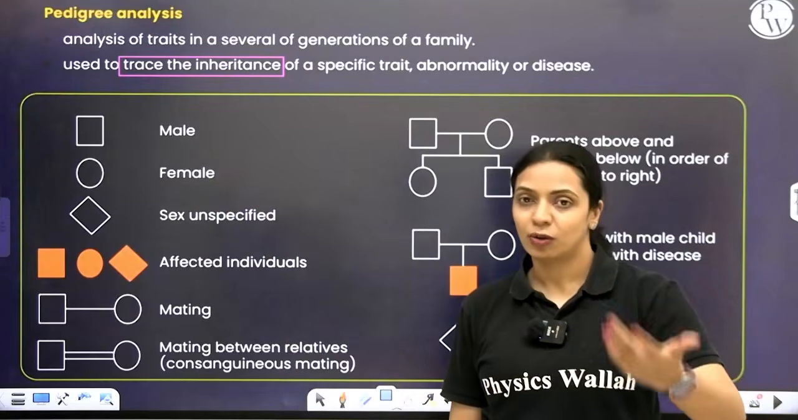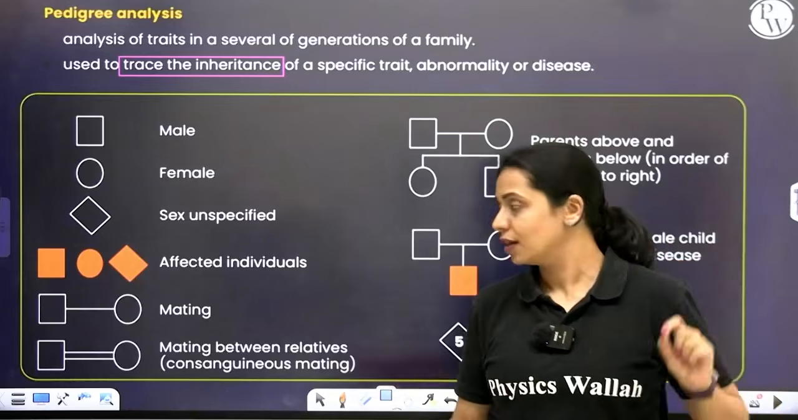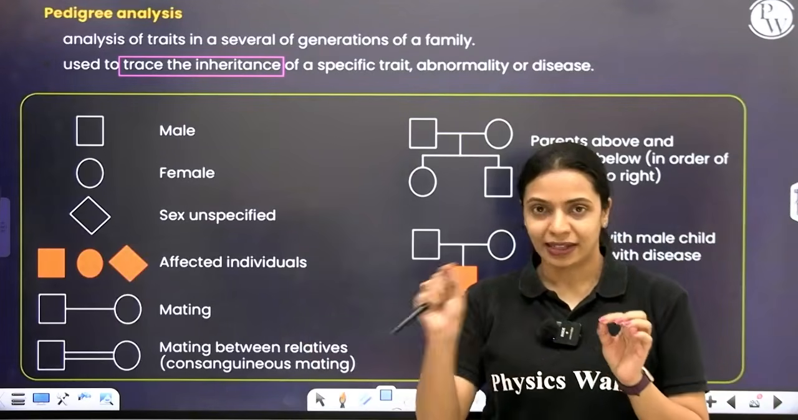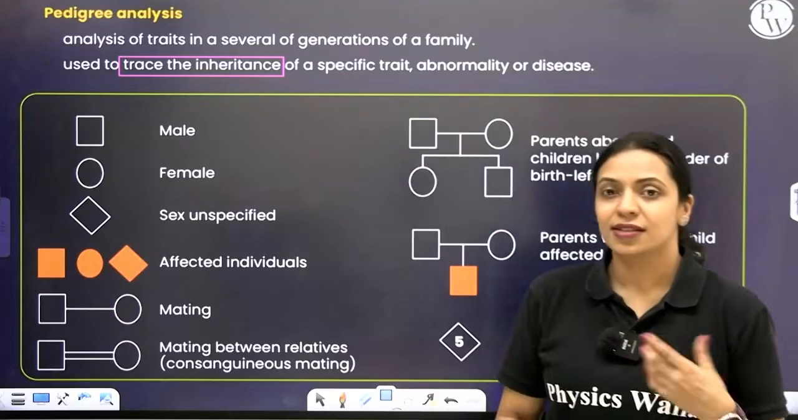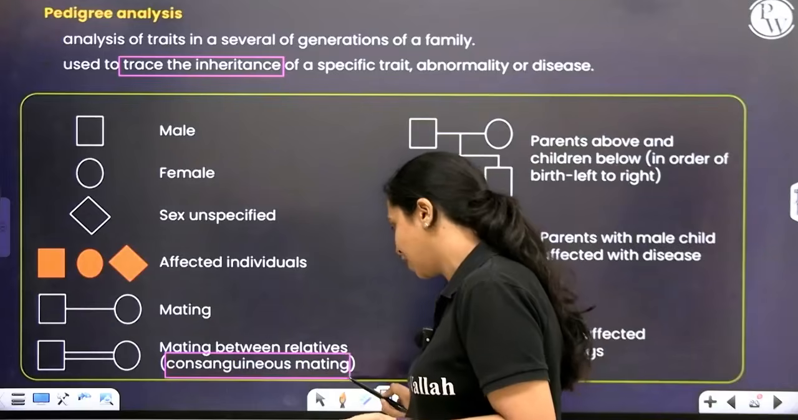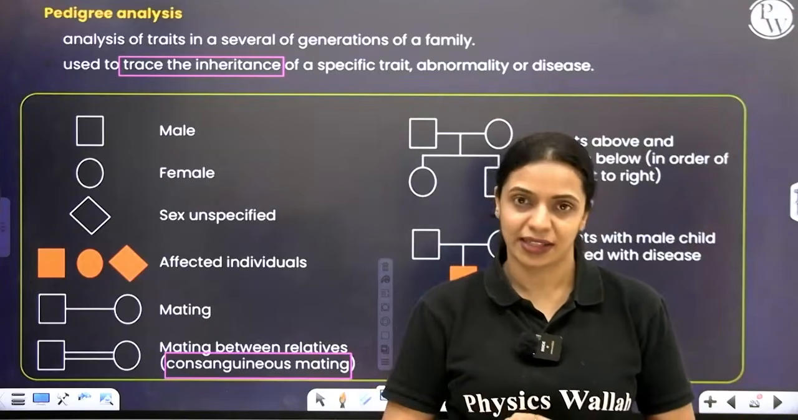If the female or male or sex unspecified is affected or has the trait which you're studying, you will shade them entirely. Marriage is indicated by a line between a circle and a square. If there is consanguineous mating or marriage that has happened between very close relatives like first cousins, you will represent that by two lines. Why is that important?